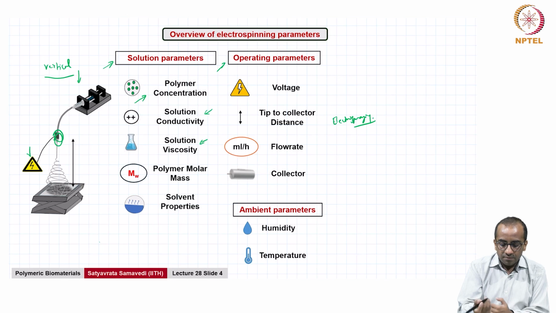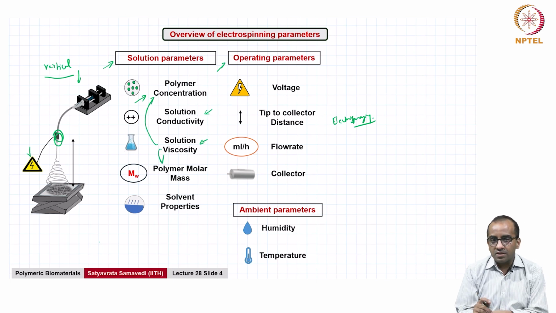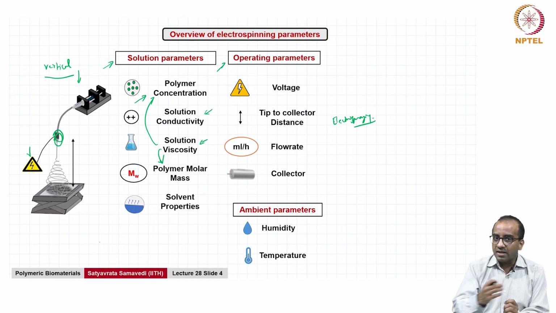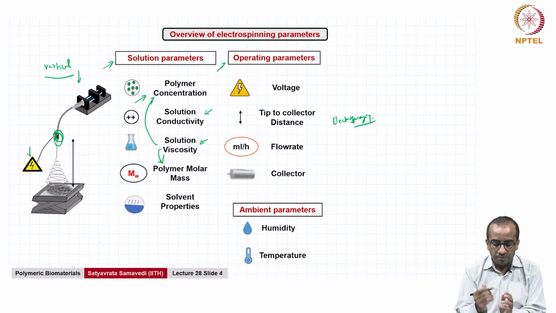Solution viscosity has to be tied to polymer concentration and the molar mass. And like I have already said, if you don't have enough chain entanglements, and if you are well below that, what you are going to end up getting is electrospraying. You have to have sufficient entanglements in solution to ensure that the polymer solution that's being stretched is able to resist breakup and form these thin, elongated fibers in a continuous manner.